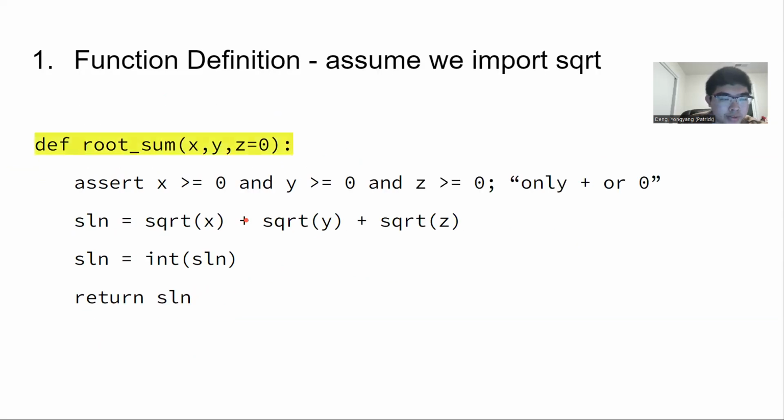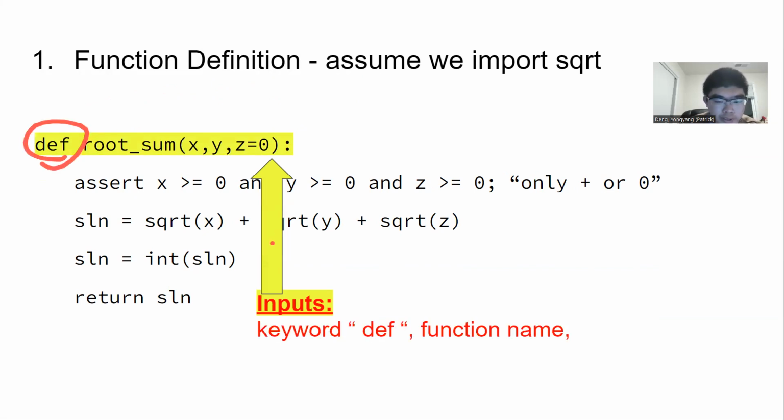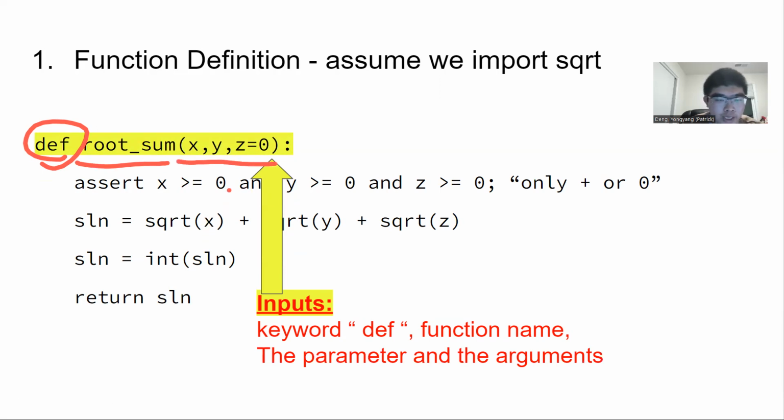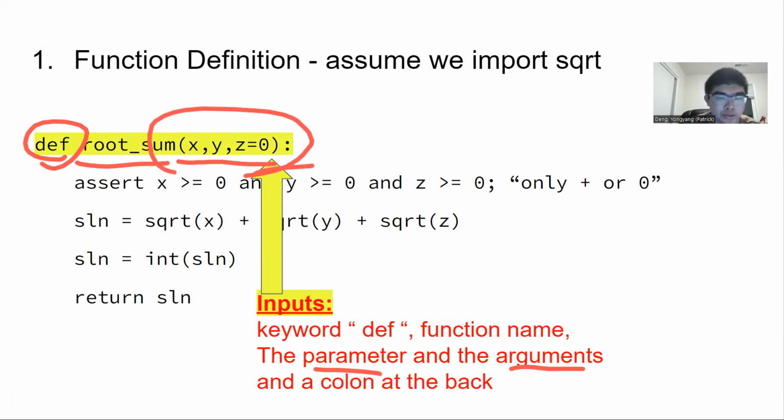The first line is the input. You have the define keyword, which is called def, and then the function name, root sum. And then you have the parameters and arguments. I will discuss the two differences later, and a colon at the end. This is the input entrance of the function. You basically just have input here, and then you go along this function.